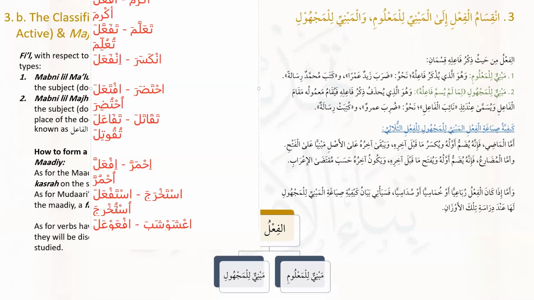اعشوشب, if it had a مبني للمجهول it would have been أعشوشبة. So we would have put a dhamma on the sheen and a kasra on the second last letter. We would have made it into أعشوشبة. طيب, and likewise in kasra we had left it out.